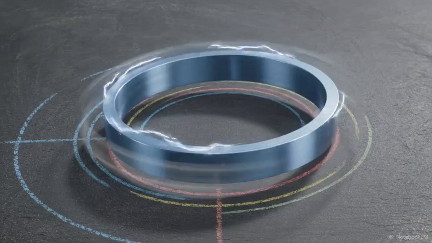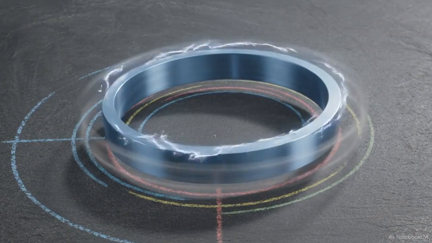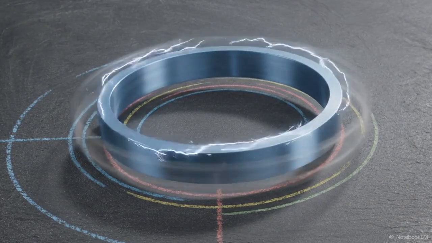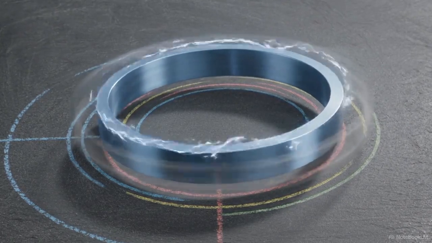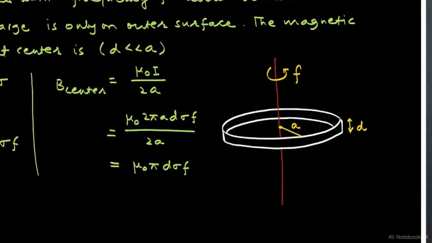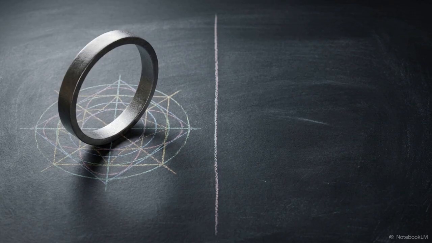We stretch this model further, bridging classical mechanics and electromagnetism. Consider a physical ring carrying a static electrical charge, spinning mechanically around its central axis. The diagram sets the parameters. The ring has a radius a, width d, a uniform surface charge density represented by sigma, and it rotates with a frequency f. The physical setup requires a conceptual pivot.